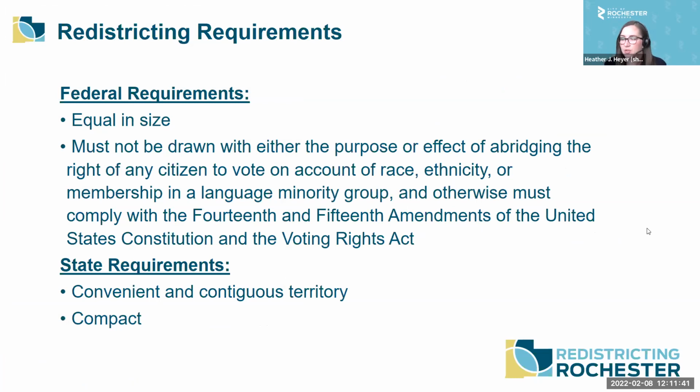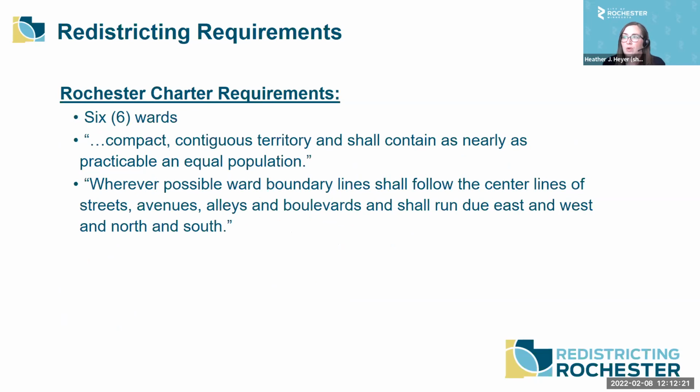All right, so now into the super fun redistricting requirements. There are several levels of requirements, and I'll start by talking about the federal and state requirements. As I mentioned at the beginning, there is this equal in size requirement that we are trying to achieve, and complying as well with the 14th and 15th amendments, as noted in the second bullet point under the federal requirements. There are also state requirements of being convenient and contiguous, meaning that they're touching each other, and as compact as possible. Rochester's charter also requires that there are 6 wards, that they're compact, contiguous territory, and shall contain as nearly as practicable an equal population. That's reiterating some of those state and federal requirements. Also, wherever possible, ward boundary lines shall follow the center lines of streets, avenues, alleys, and boulevards, and shall run due east and west and north and south.